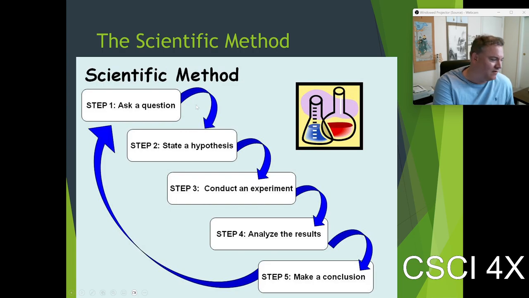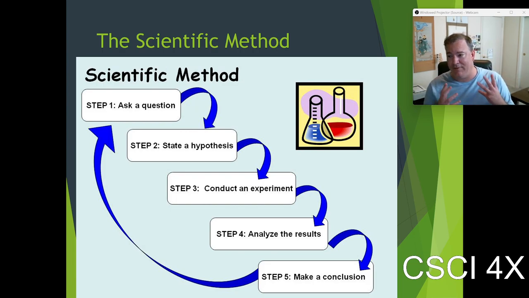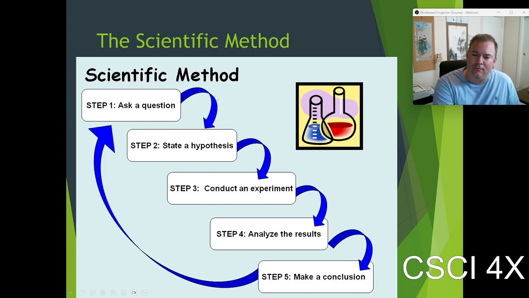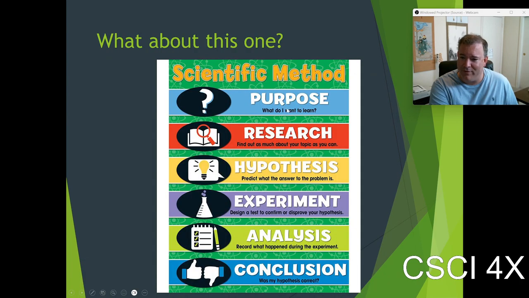And also some differences, right? So every physical science class ever, this is the scientific method, Sir Francis Bacon, here you go. So step one, ask a question. Step two, hypothesis. Step three, experiment. Analyze results, conclusion, and then ask another question. Or this one: start with a purpose. Start by doing background research. Then state a hypothesis. Then you do the experiment. Then you do the analysis. Then you do the conclusion.